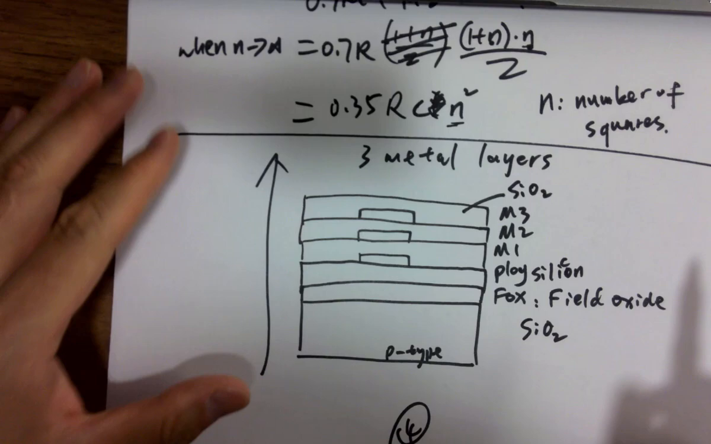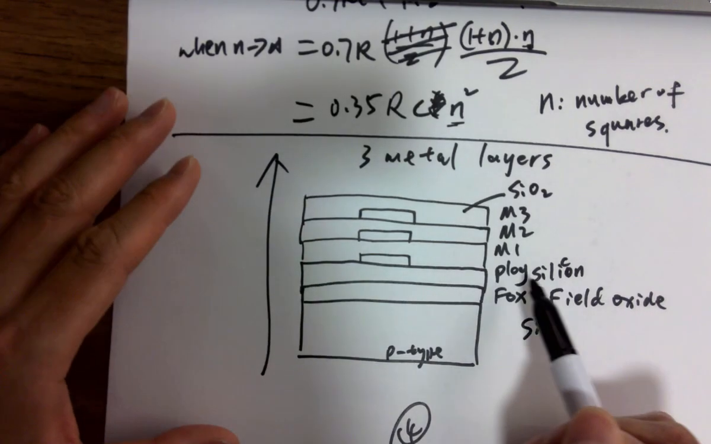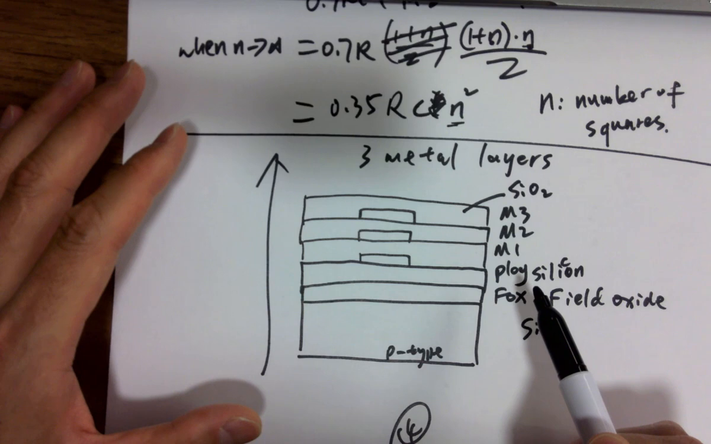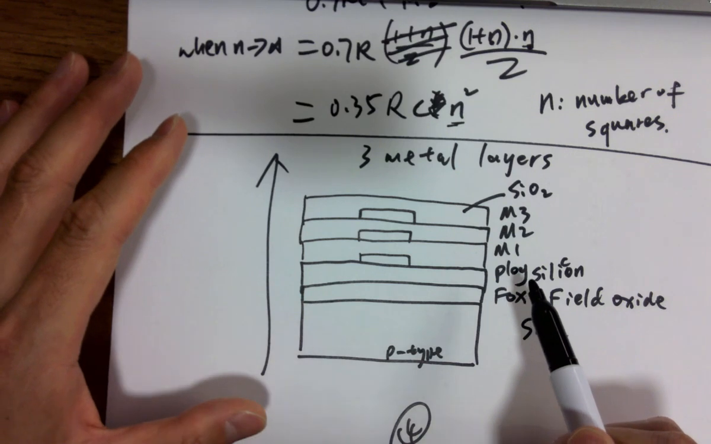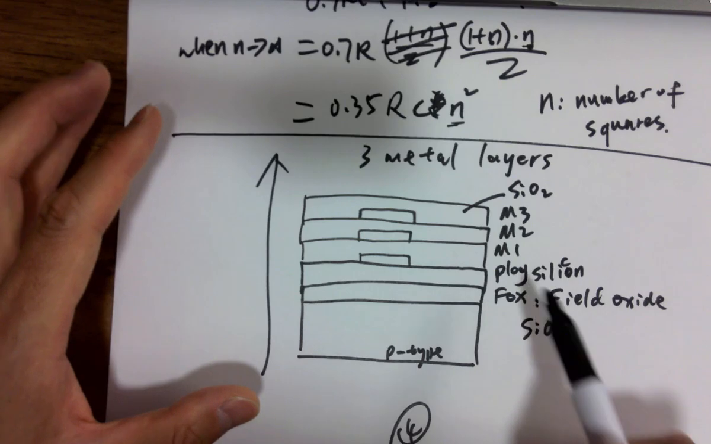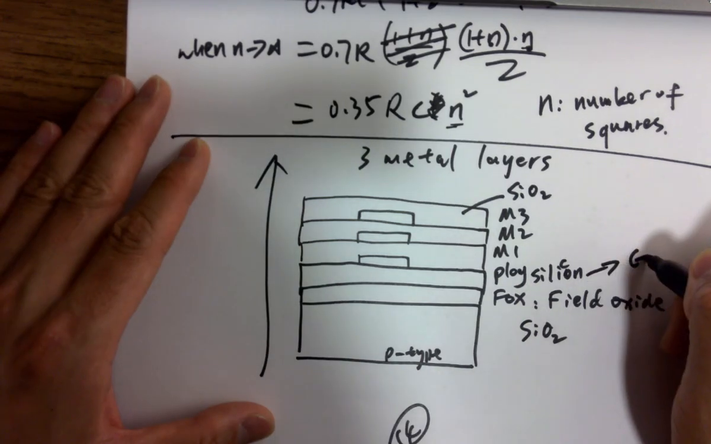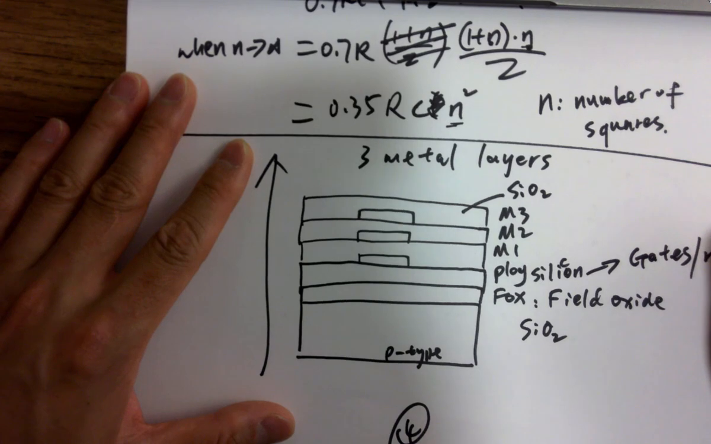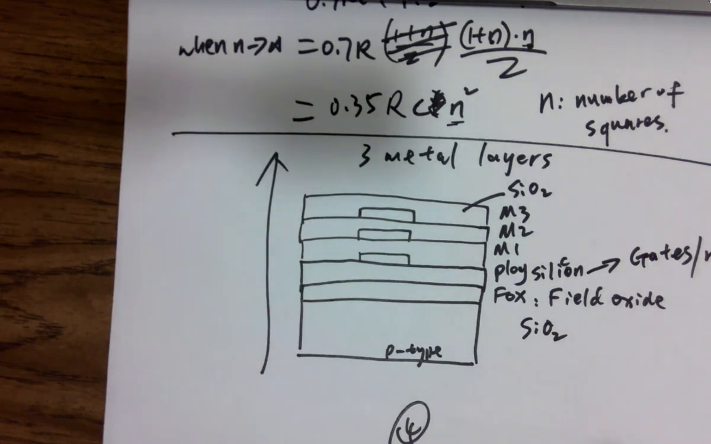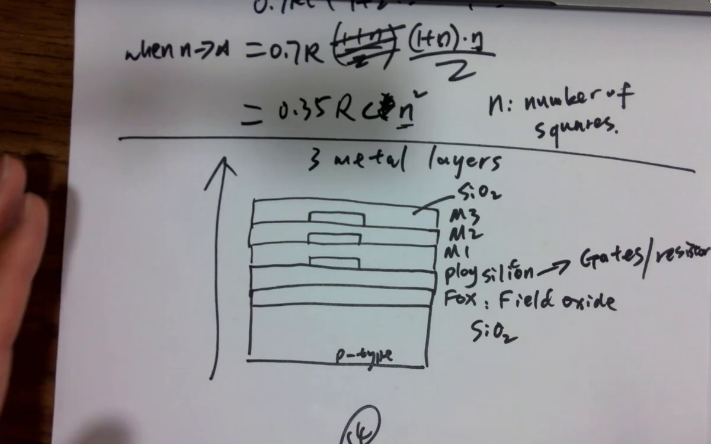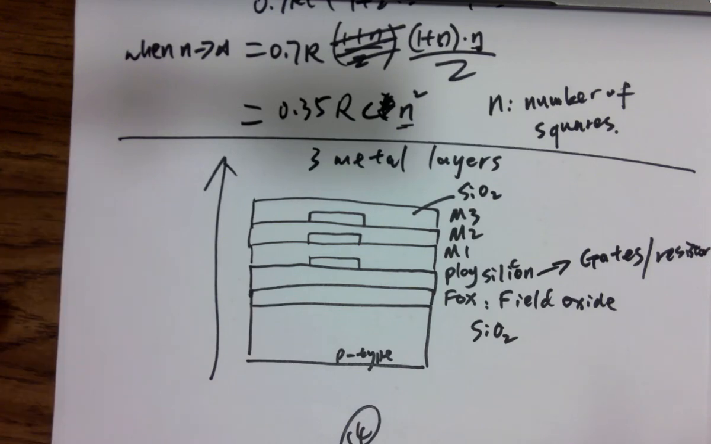Polysilicon is a different type of silicon. It has a certain resistivity. It's conductive, but not as conductive as metals. We use this material for gates or resistors. You can use several different materials as resistors. You can use NWELLs, you can use polysilicon, you can use all different things. They just have different sheet resistance. So when you design your resistor, you need to consider that.